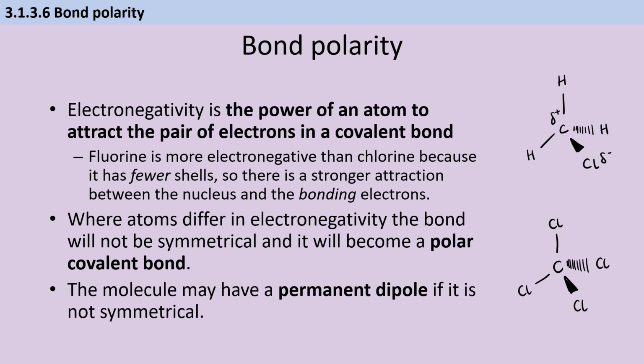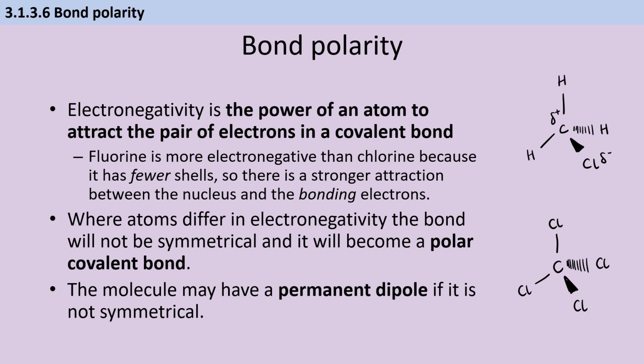Now, when atoms differ in electronegativity, that will cause the covalent bond between them to become polar, and it's possible that this may lead the whole molecule to be polar if the molecule is not symmetrical. If you look at my diagrams on the right hand side, here I have chloromethane with this one polar bond, and we have a delta negative on the chlorine to show that it's more negative, and that's the more electronegative atom, and the delta positive on the carbon at the other end.